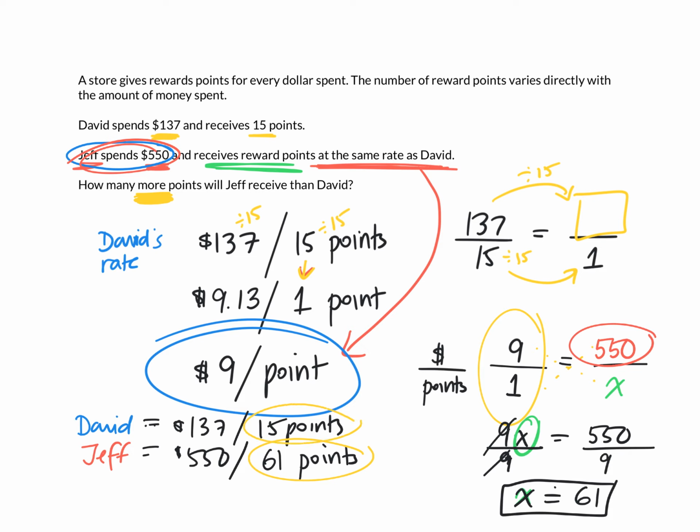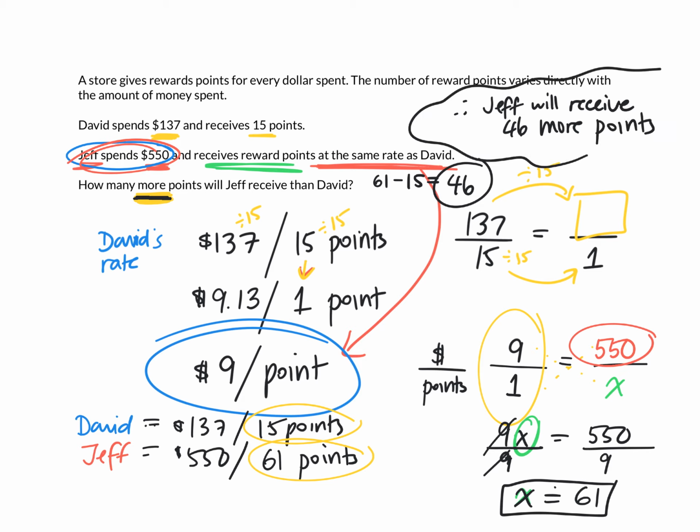Well, this is the number of points Jeff received, and this is the number of points David received. We're trying to figure out how many more. So we're going to subtract. 61 minus 15 equals 46. So therefore, how many more points will Jeff receive? Jeff will receive 46 more points, and that's our final answer.